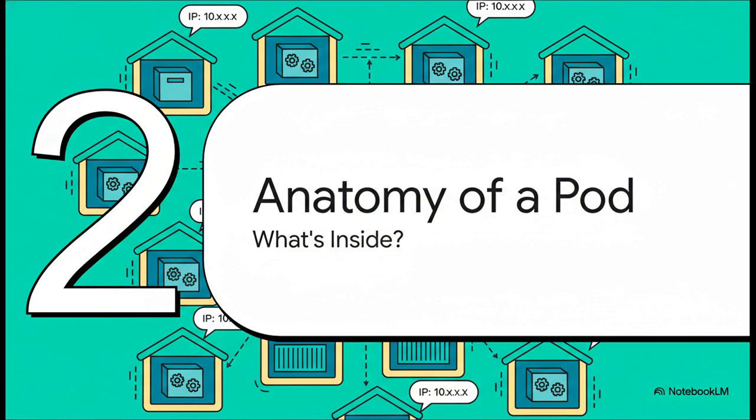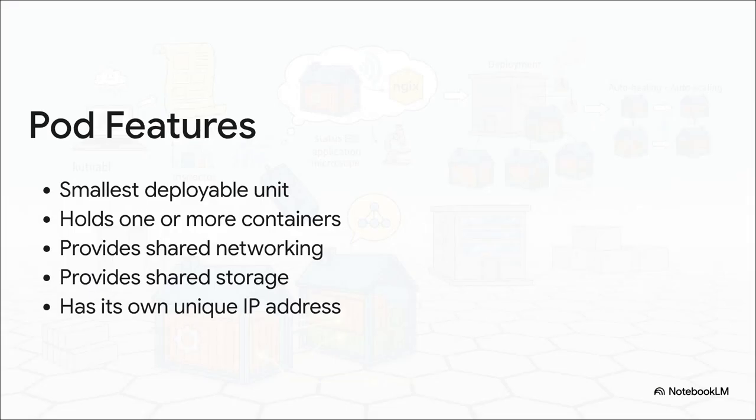Okay, so we know we have to put our containers in these houses called pods, but why? What are the actual advantages? What does this house really provide for the containers that are living inside of it? So here's the magic. The absolutely crucial point is that everything inside a single pod shares the exact same environment. They share a network, they can share storage volumes, and the entire pod gets one unique IP address.